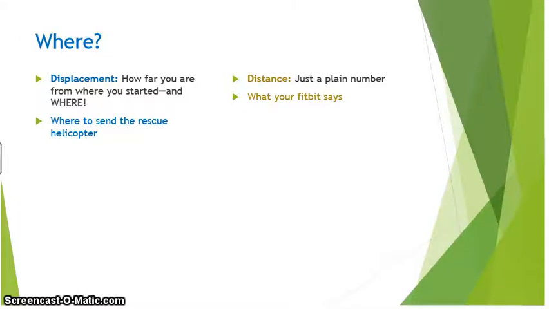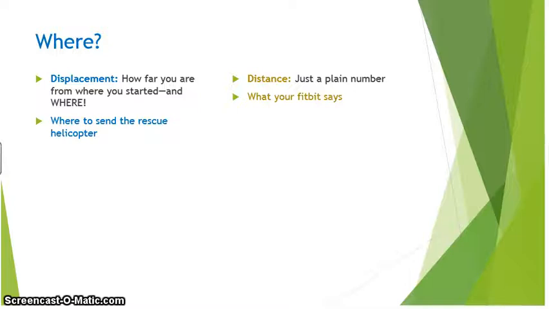Displacement is a vector. It measures how far you are from where you started and where. This is very different from distance, which is just a plain number. Distance is what your Fitbit says, how many miles you've run in cross-country practice. Displacement is where we go to pick you up.